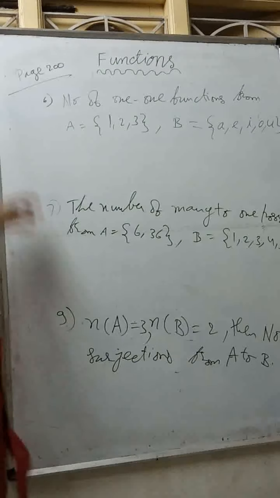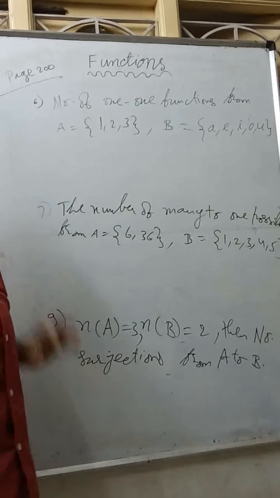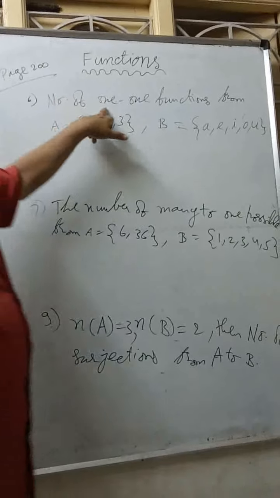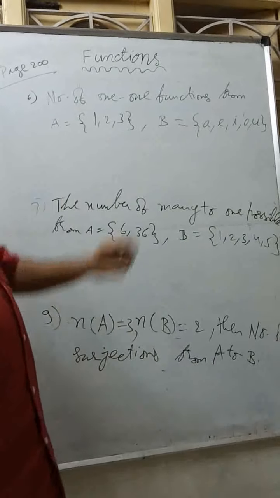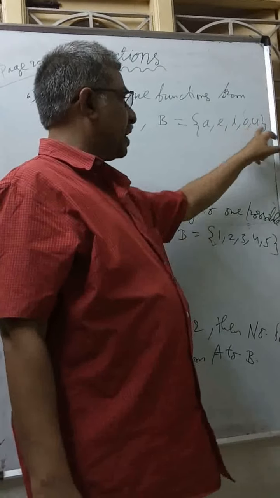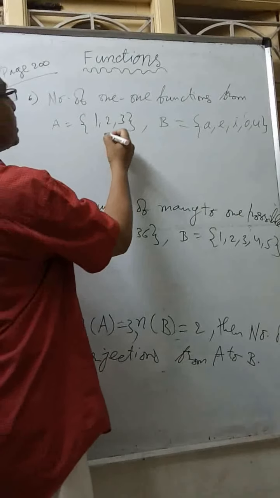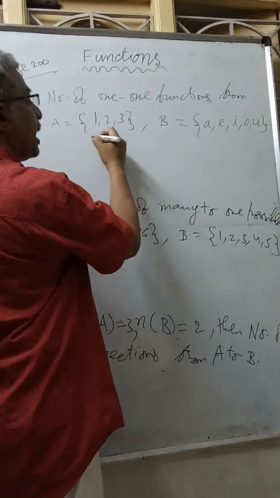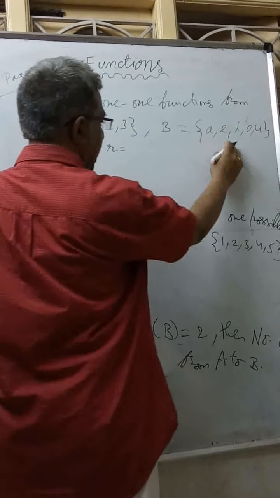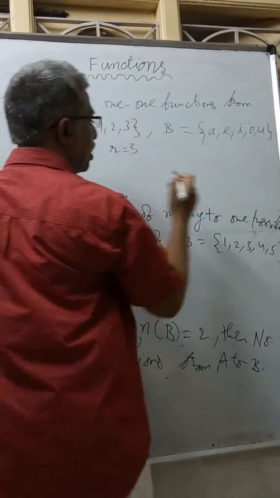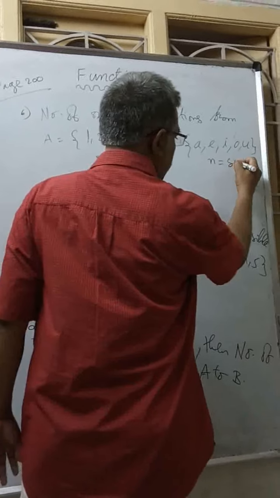Let us discuss some problems on page 200 based on these concepts. Number of one-one functions from set A containing elements 1, 2, 3 to set B containing A, E, I, O, U. Number of one-one functions: here the number of elements in A is R and the number of elements in B is N. R here is 3, and the number of elements in B, A, E, I, O, U, is 5.